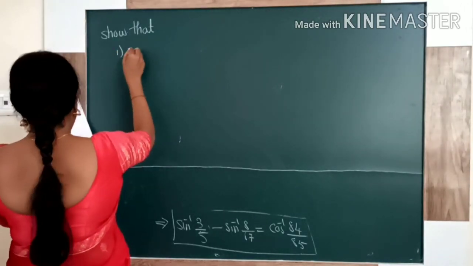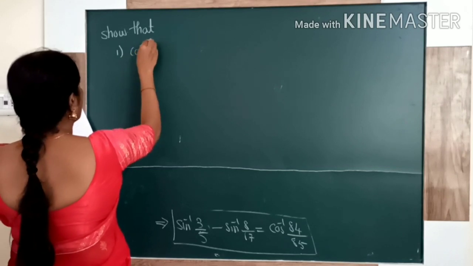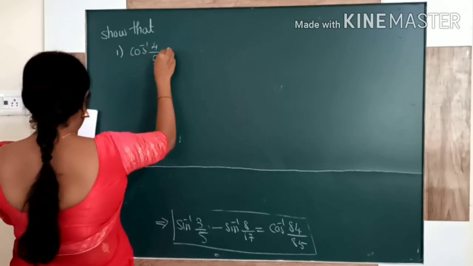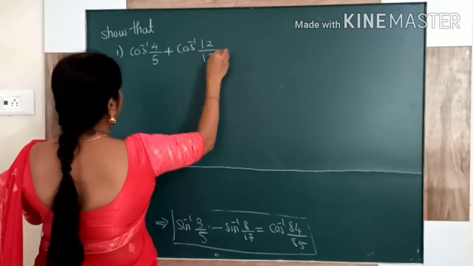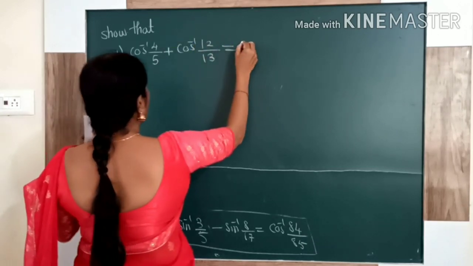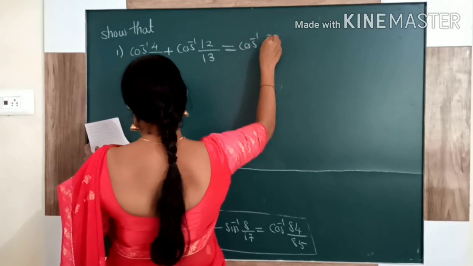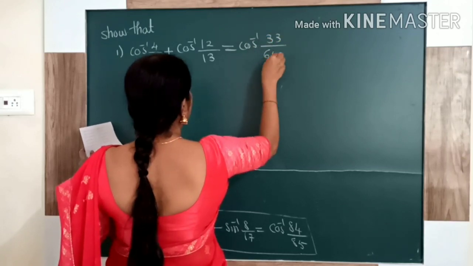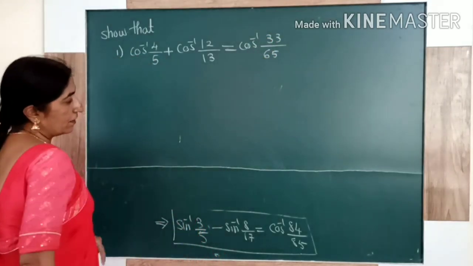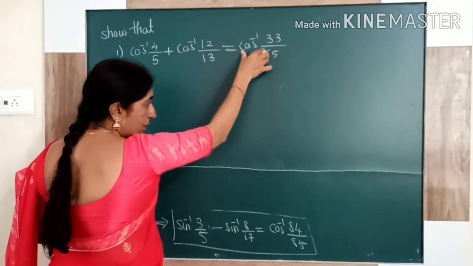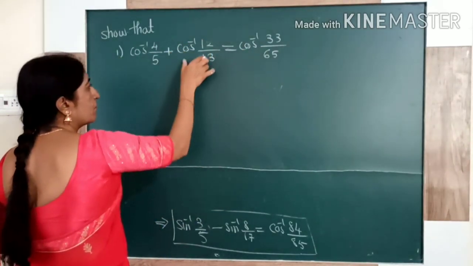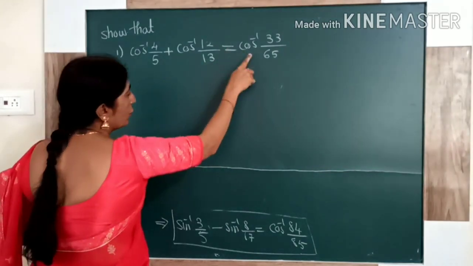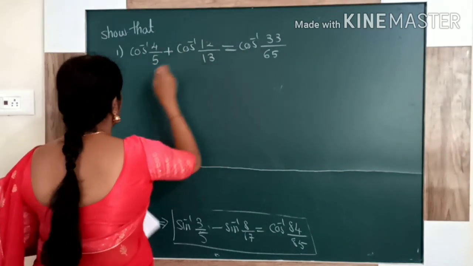Prove this as homework. Cos inverse 4 by 5 plus cos inverse 12 by 13 is equal to cos inverse 33 by 65. I am giving you the hint. Here the RHS is cos inverse and in the middle plus. Take this as alpha and this as beta and apply the formula cos of alpha plus beta.